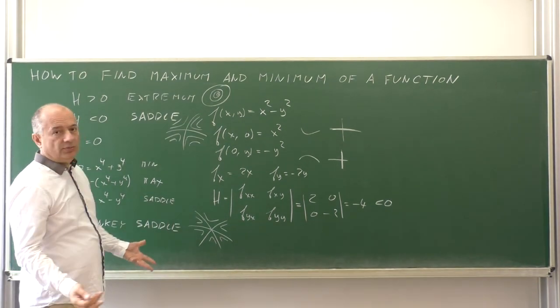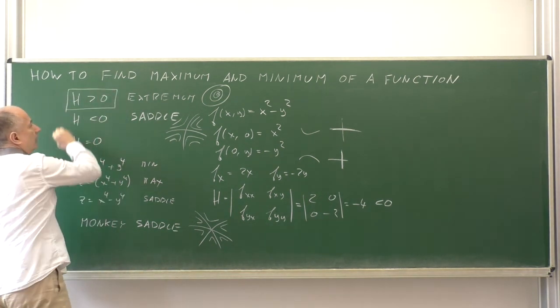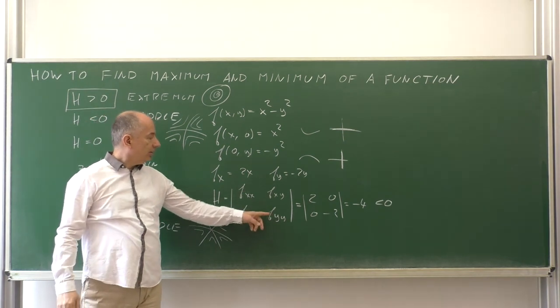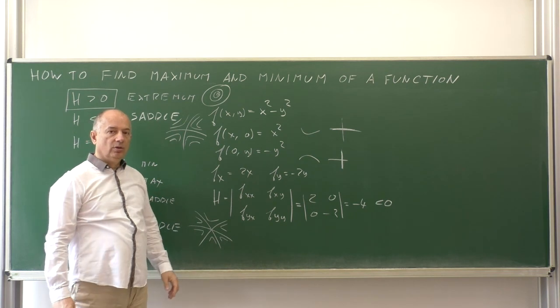So for us it is very important that the extremum occurs at a stationary point where the Hessian is positive, and then we look at the sign of these numbers to decide whether the extremum is a minimum or a maximum.